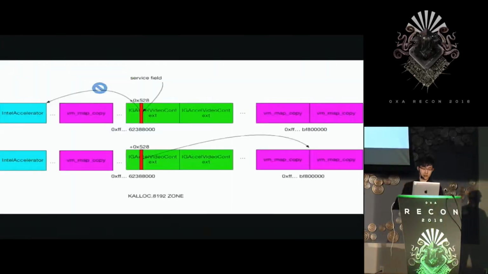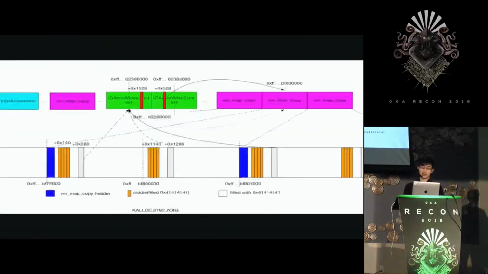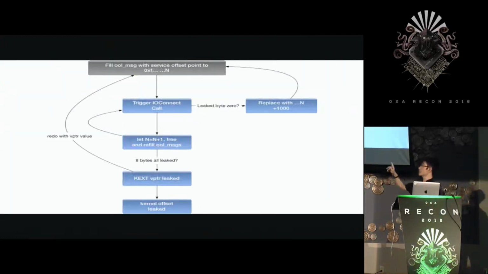So we need to do about 8 info leaks, and we repeat the steps, letting n equal n plus 1 byte, and we do a free and refill the OR messages until we have leaked all 8 bytes of the virtual pointer of this KST. And with this KST's virtual table pointer in hand, we refill the OR message with this address, and we use it to leak a kernel offset.